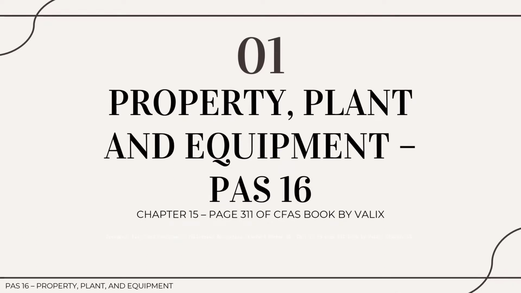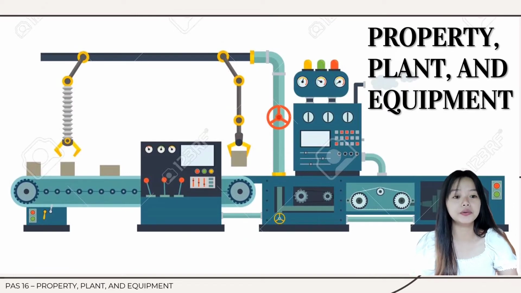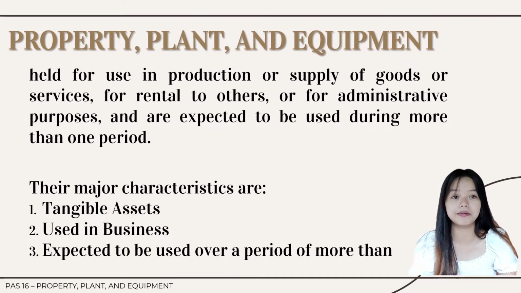Property, Plant and Equipment, Philippine Accounting Standard Number 16. This is in page 311 of the book by Valix, chapter 15. Property, plant, and equipment are held for use in production or supply of goods or services, for rental to others, or for administrative purposes, and are expected to be used during more than one period. So there are three components in the definition of property, plant, and equipment in accordance with PAS 16.